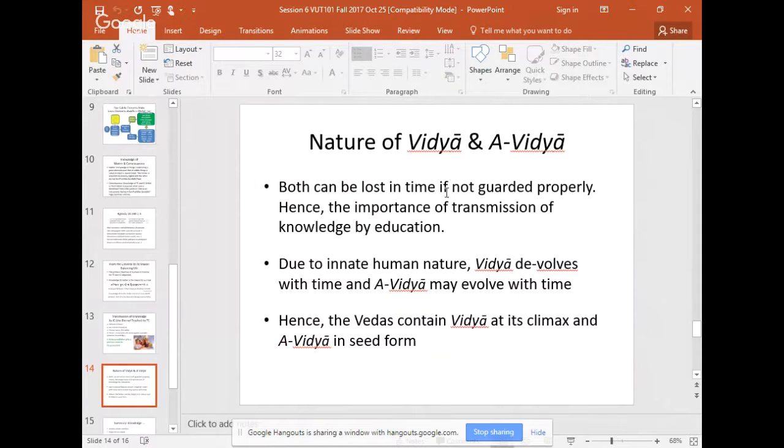It is liable to get lost in time. Hence, the importance of transmission of knowledge by education. This cannot be overemphasized. Everybody knows it. Now, look at this. Our very intrinsic human nature, Vidya, devolves with time.